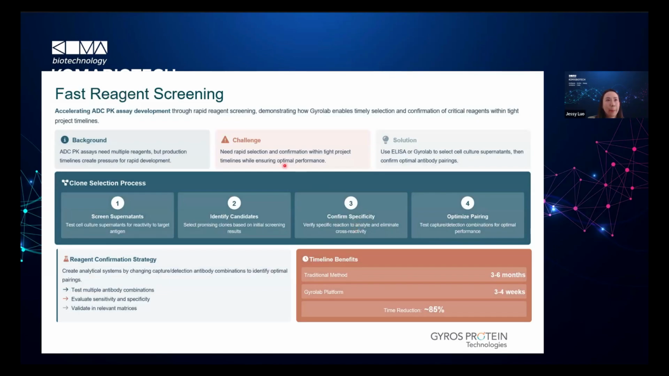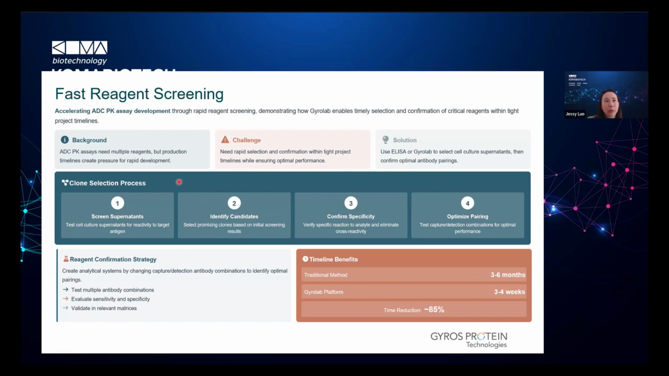So usually the ADC PK assay needs to screen a lot of reagents, especially when you have a lot of pipelines. And the challenge is that they need to use a lot of time to screen maybe hundreds or thousands of antibodies to choose the right one to develop your assay. Sometimes customers will use ELISA to screen, but Gyrolab here could also help a lot and is quite a bit faster than ELISA. Here we just listed out the clone selection process.